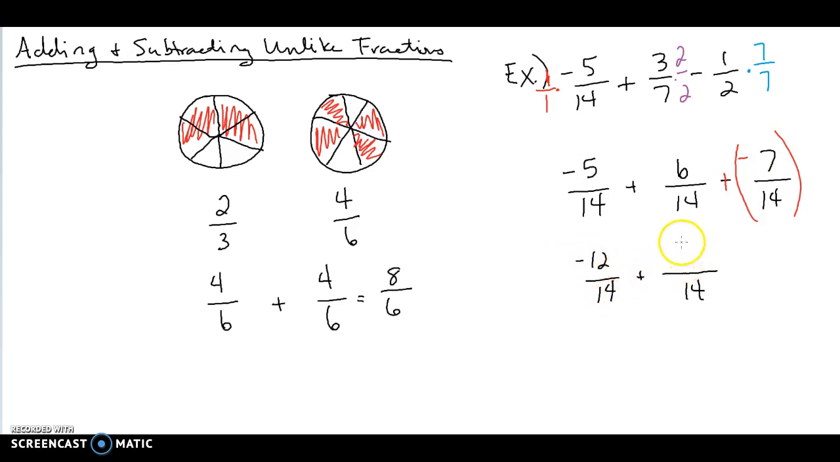And then we've got plus the 6/14. Because the two signs are different and we are adding, we can subtract. So negative 12 minus 6 is going to be a 6. It will stay negative because we had more negatives. And of course that's over 14. Unfortunately though, we do not like having 6 over 14 because that's not completely reduced. So if we think about reducing, 6 and 14 are both divisible by 2. So 6 divided by 2 is going to be a negative 3, and 14 divided by 2 is a 7.